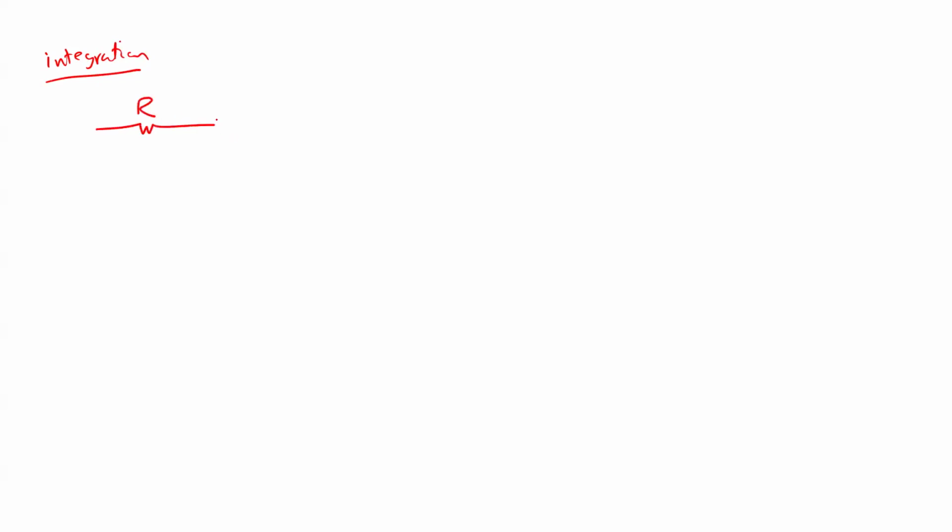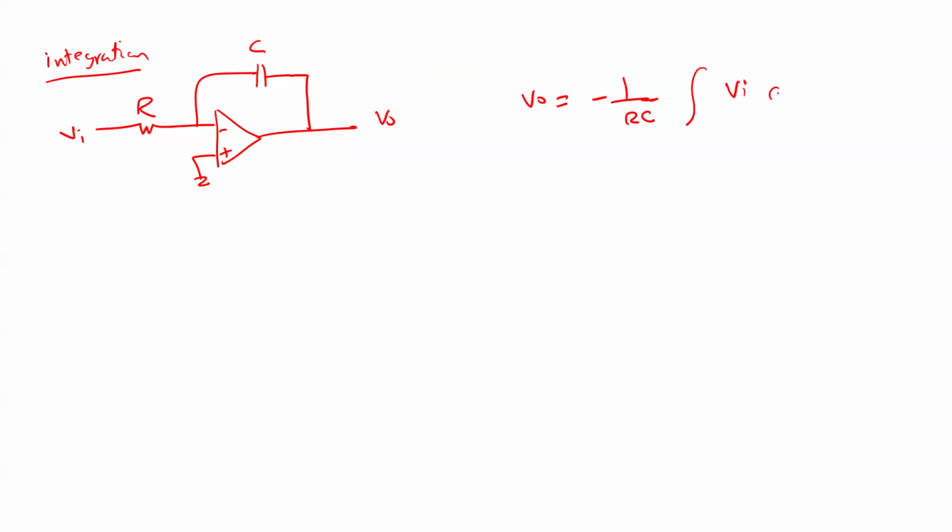We have here R. If I put the capacitor here again, V output here, this is ground, this is V input. So in this circuit, we found that the output equals -1 over RC, where this is R and this is the value of the capacitance C, times the integration of V_I dt. So here the output is a function of the integration of the input.